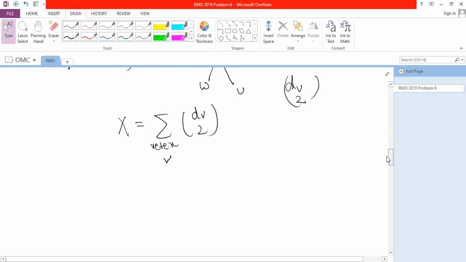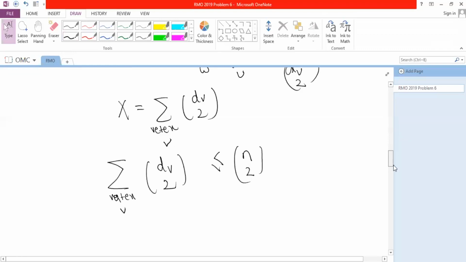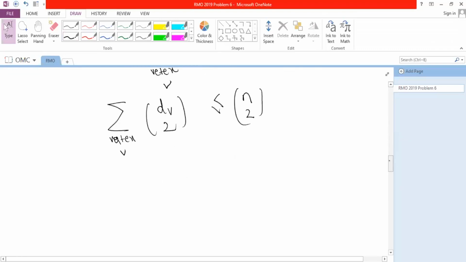So we have the following inequality. The summation over all vertices v of dv choose 2, where dv is the degree of v, must be less than or equal to n choose 2. Great. Now, what do we know about degree? We know that the summation of dv is equal to twice the number of edges. I will write just summation without the limits because, for convenience, all summations are over all vertices v. So the summation of dv is twice the number of edges.